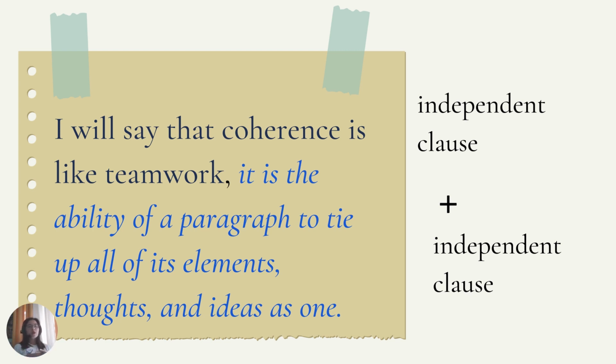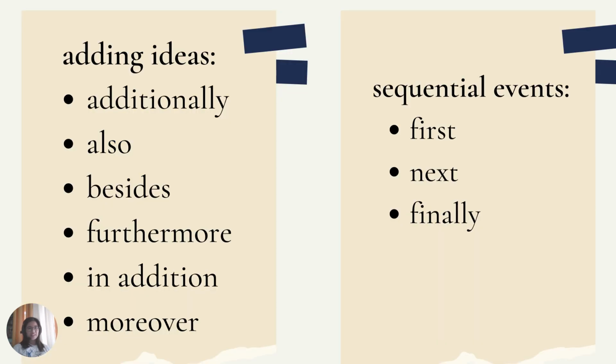So you can determine that if the two independent clauses are of equal value, then you can use a coordinating conjunction. But if you think that the last independent clause is more of an explanation to the first independent clause, in that way it's a modifier of the first independent clause, then you can use a conjunctive adverb. Hope that's clear.